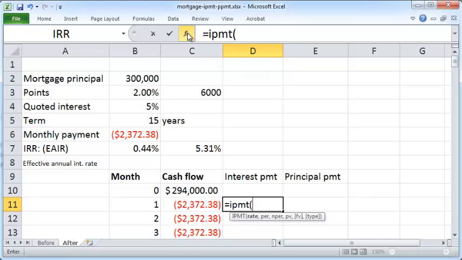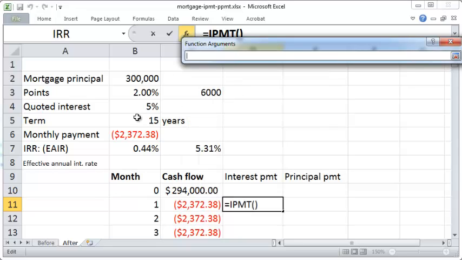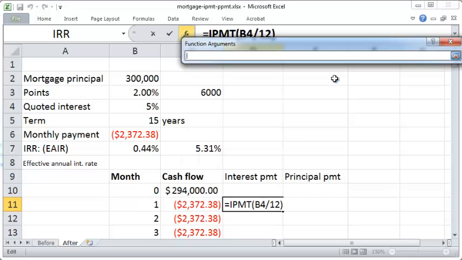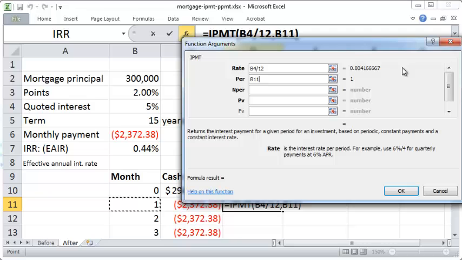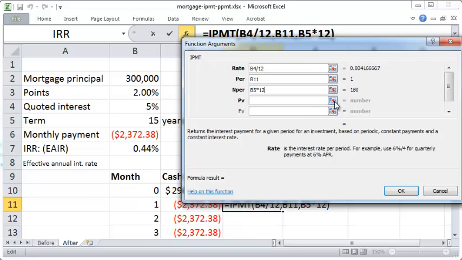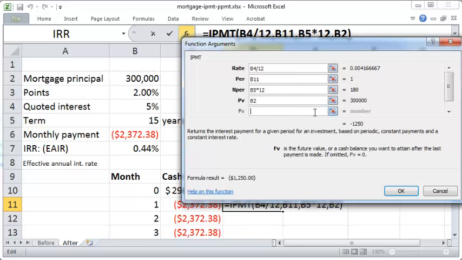IPMT, and I'm just going to open this insert function here. The interest rate is your quoted interest rate divided by 12. The PER or period refers to the first period here, that is month number 1. The NPER refers to the total term of your mortgage, that is the number of years over which you will repay it, times 12, because you want to do this on a monthly basis. And the present value is the amount that you're borrowing initially, and the future value is 0.